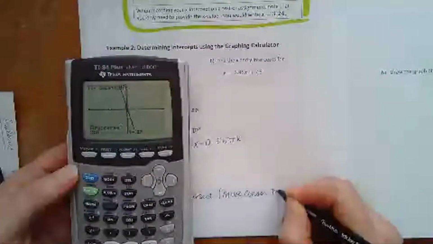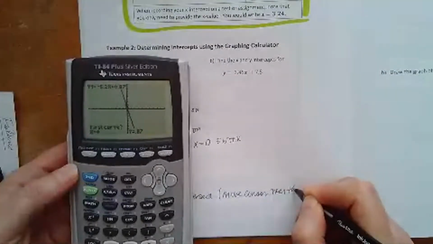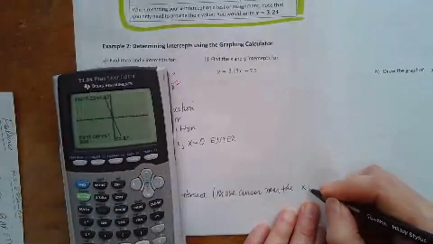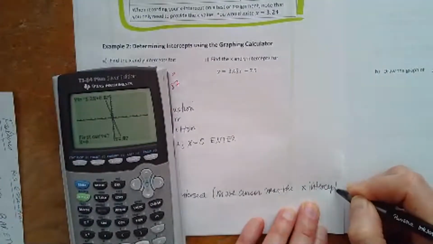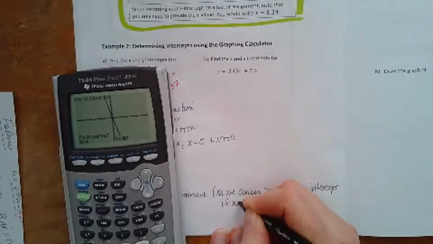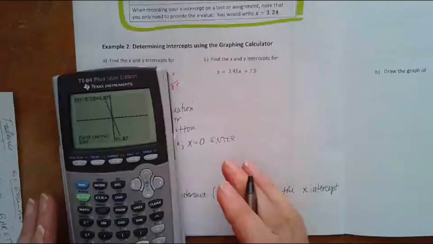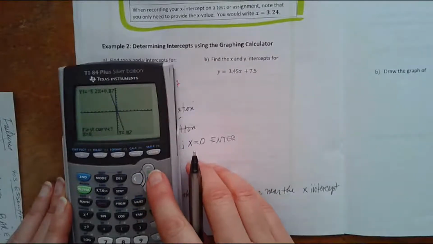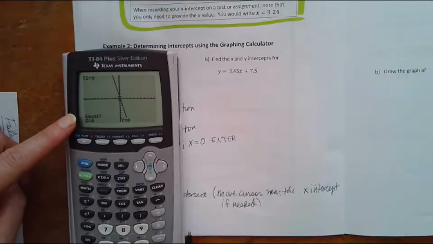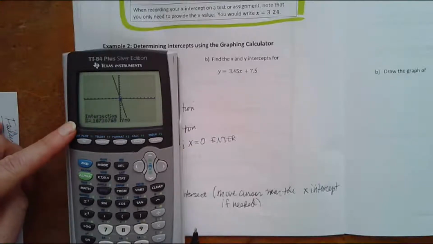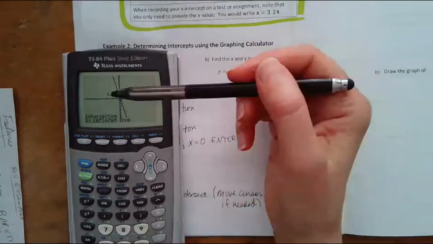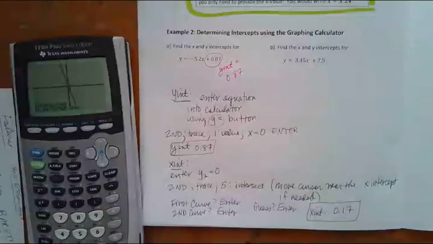Move the cursor near the x-intercept, far away if needed, but here I think it's pretty close already. So, yeah, enter. Take a guess. Yes. So my intersection point is when y is 0, and you'll know when you're done because it'll say intersection.